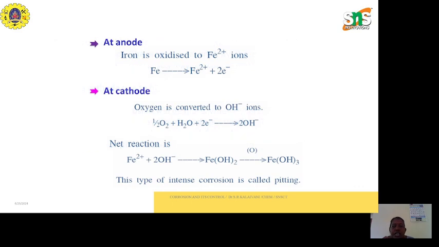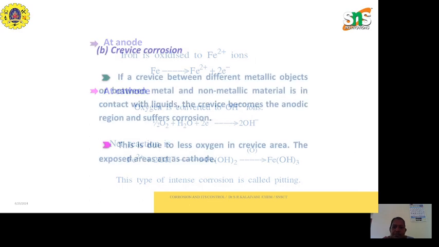At the anodic part, iron is oxidized to iron oxide. At the cathodic part, hydroxide ion formation. So, Fe2+ ions combine with OH- ions to form rust.